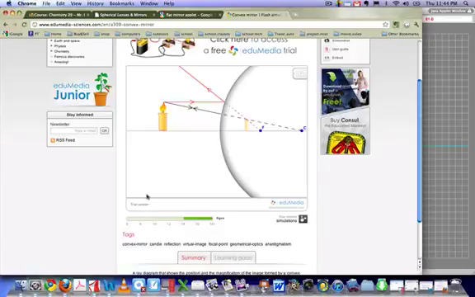Here we have another example with a convex mirror. We take a look at the candle, and again, as we move it forward and back, we can see the image is right side up, but smaller, and of course, a virtual image.